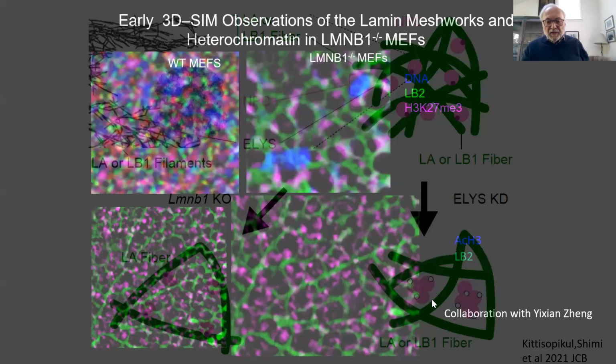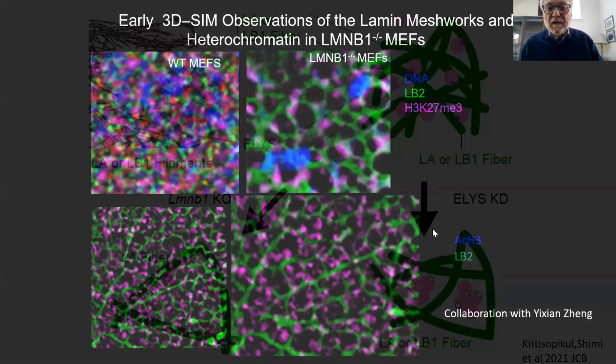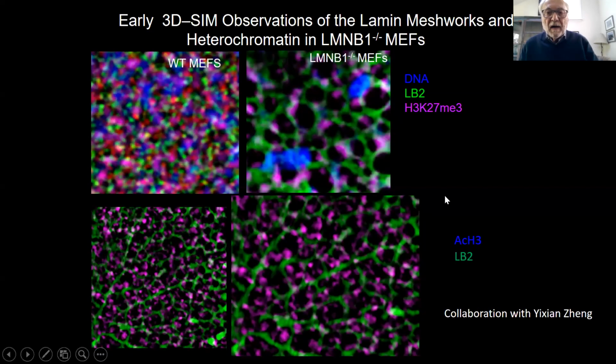And then I just want to mention this too, but I'm not going to say much more. This is now going into a more extended study with Yixian Zhang. But what we did find, if you look at chromatin, look at DNA, in this case, lamin B2 in the upper left, and a peripheral heterochromatin mark, in this case, H3K27 trimethylated.